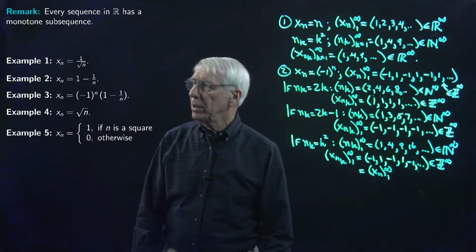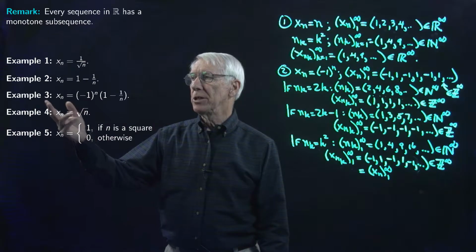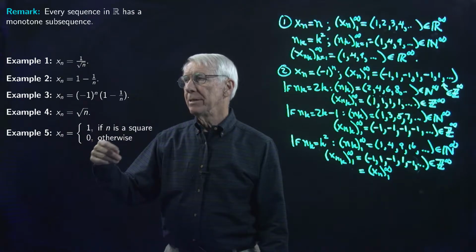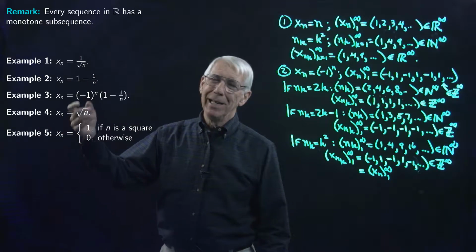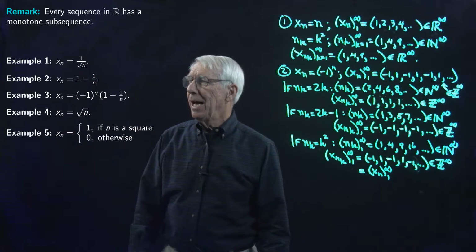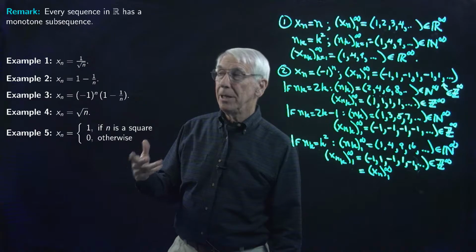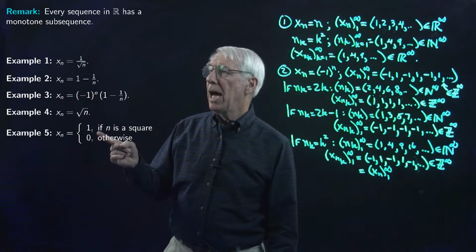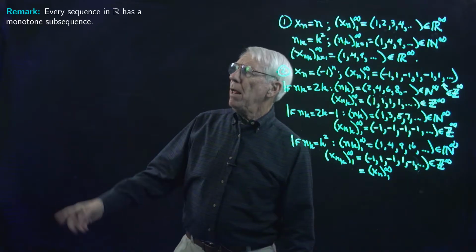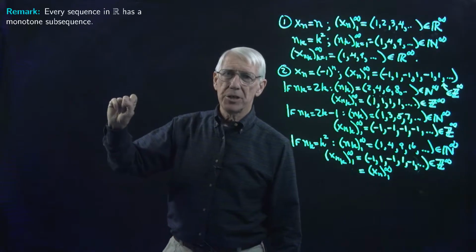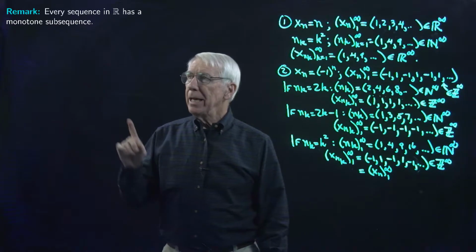Nothing interesting in example 4. Example 5, again, we have a monotone constant subsequence that's always 1, and a constant subsequence that's 0. So in both of those cases, example 3 and example 5, where we had sequences that did not converge, we did have monotone subsequences. So that's what this remark says. Every sequence has a monotone subsequence. I'm going to give that as an exercise to prove. But let me point out here that this seems obvious.